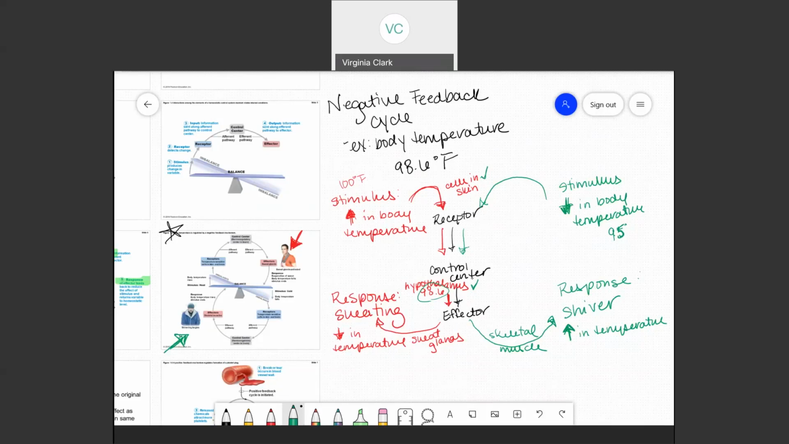So basically, with a negative feedback cycle, the body's temperature is a great example of it. You are creating the effect that is going to be opposite the original stimulus or the original output. So that is how this process will actually work. So that's a negative feedback cycle.